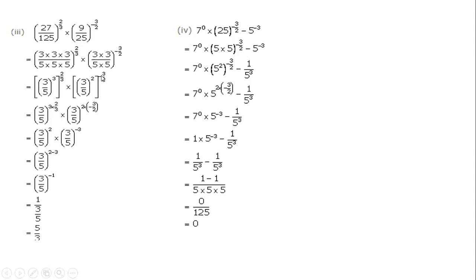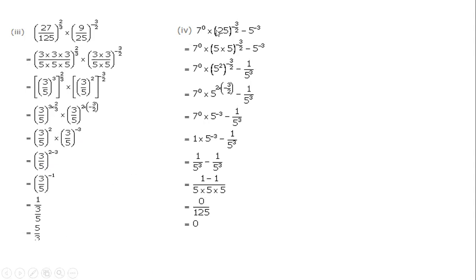Same here, this is 3 by 5 power 2 into minus 3 by 2. 2 will cancel with this 2. So we are left only with 3 by 5 power minus 3. Bases are same, product is there, so we can apply the product law, the third law. That means we can add the powers, we can add the exponents. So this can be written as 3 by 5 power 2 minus 3, that is 3 by 5 power minus 1. Laws of negative exponent: we can write this as 5 by 3.